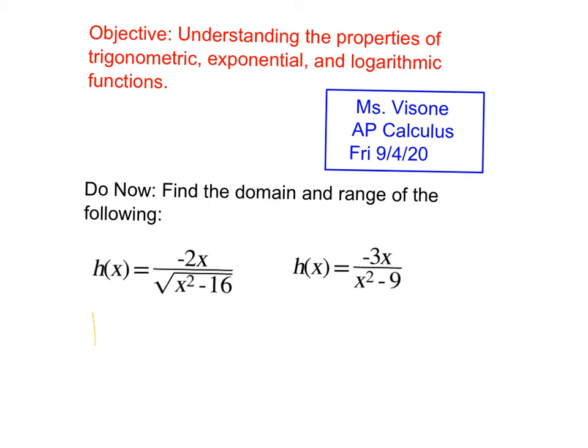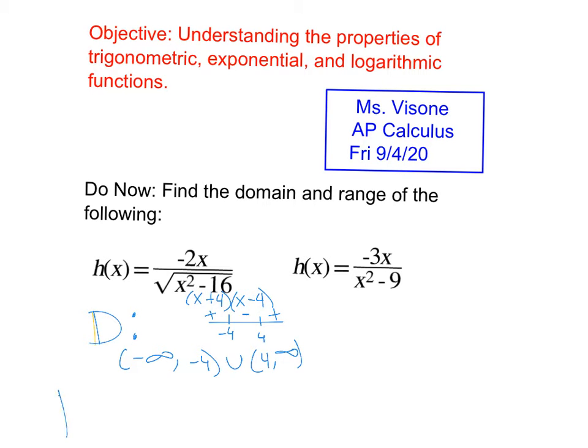Alright, so our domain, why do I have yellow? That's awkward to see. Alright, so our inside has to be greater than 0. So -4, 4. If I plug in 0, I get a negative. If I plug in 5, a positive. -5, a positive. All right, so our domain is -infinity to -4 and 4 to infinity, not equal to 0 since it's in the denominator.